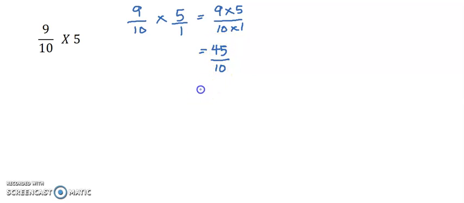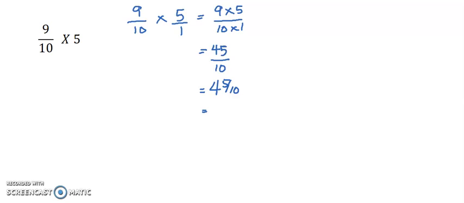45 over 10, we cannot leave it like that. Can we reduce it? Yes. This is an improper fraction, so we need to change it into a mixed number. So when we do that, how many groups of 10 can we get out of there? We can get 4 and 5 tenths. Again, 4 and 5 tenths, we have to reduce some more.